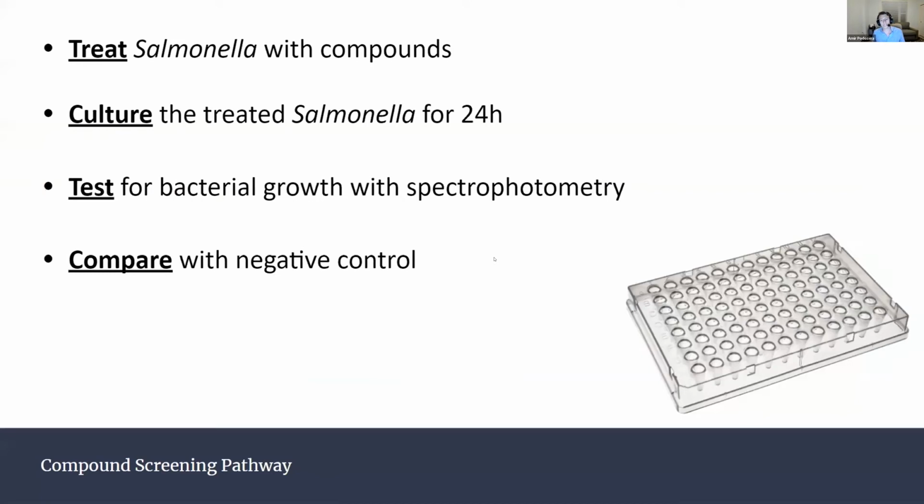So the way we tested this is, in essence, we would expose the bacteria in a 96-well plate to one of the compounds. Then we would culture the bacteria for 24 hours, and we would test it with a spectrophotometer to measure the concentration of bacteria. And then we compare the concentration of bacteria with a negative control, and we would see if the bacteria actually grew or it died or it didn't grow.